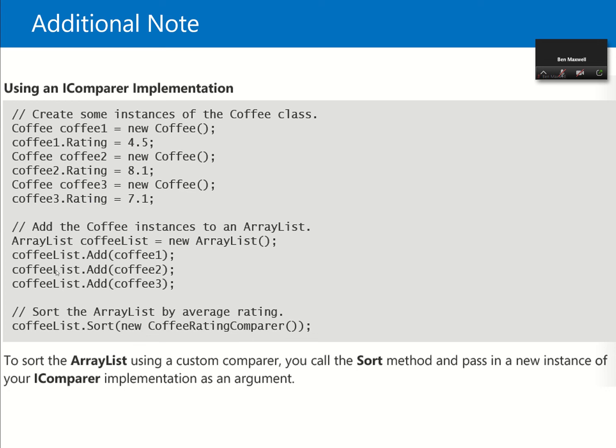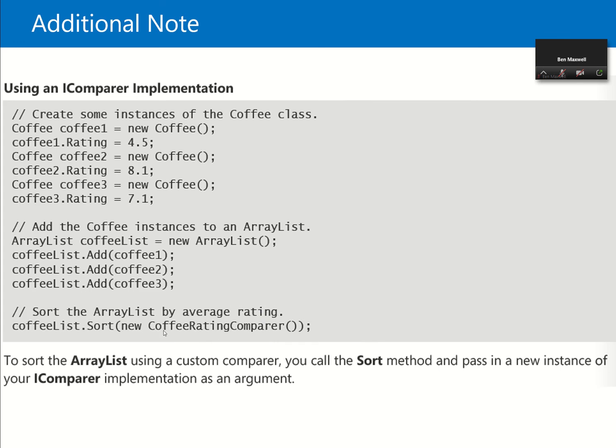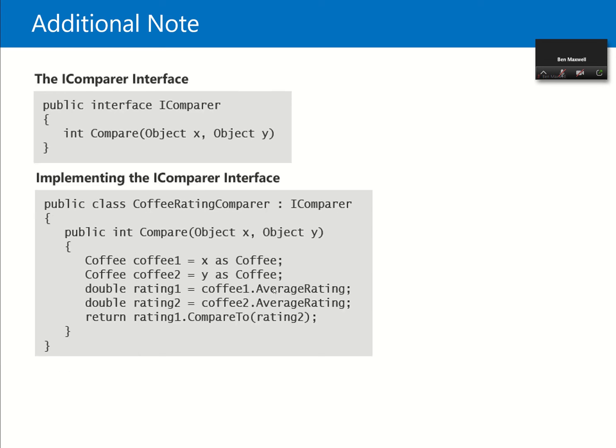You just call coffee list dot sort, and in the brackets, new, followed by the class that inherits the iComparer, so new coffee rating comparer. Using this, it will sort all of these in the coffee list based on the rating. Object x, object y.